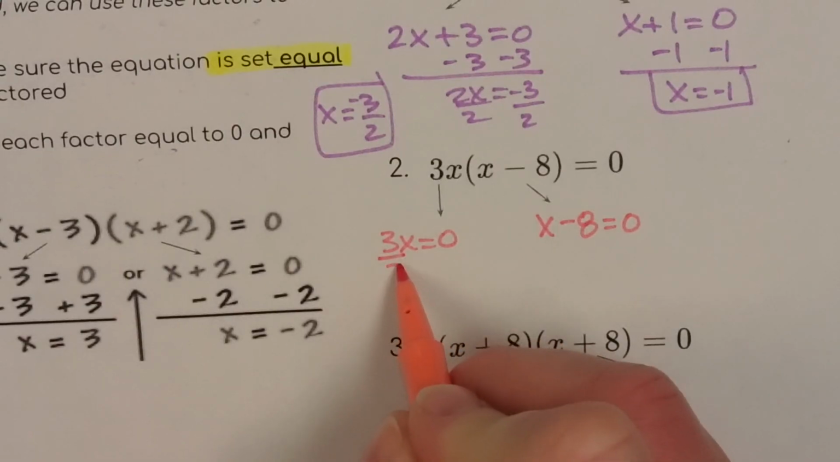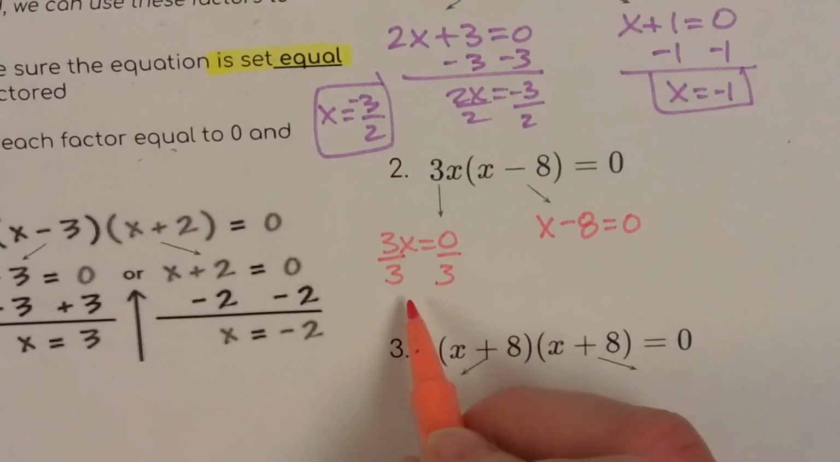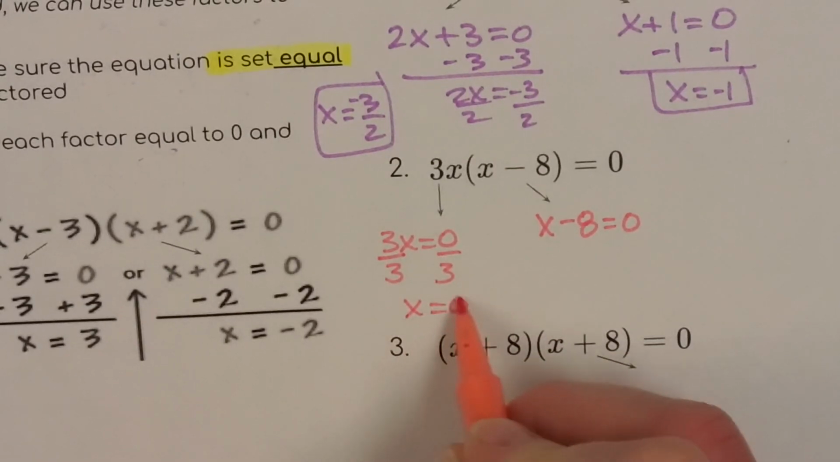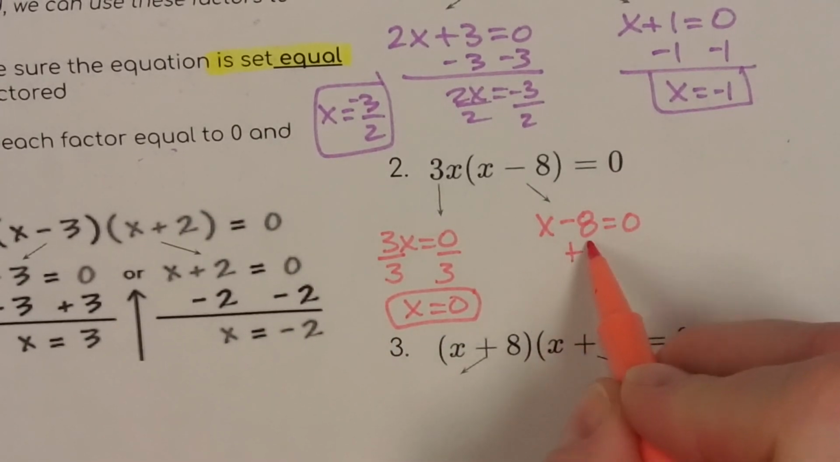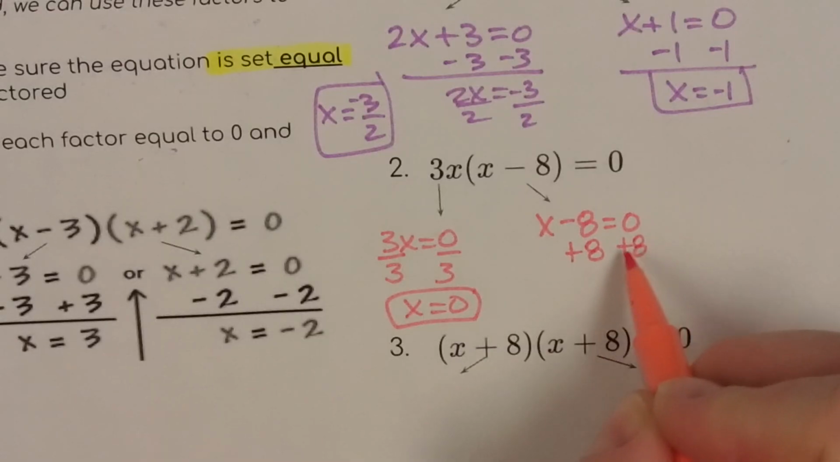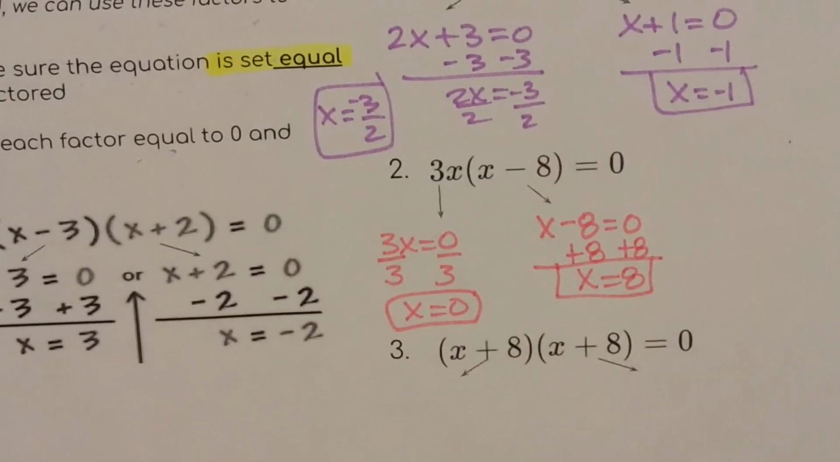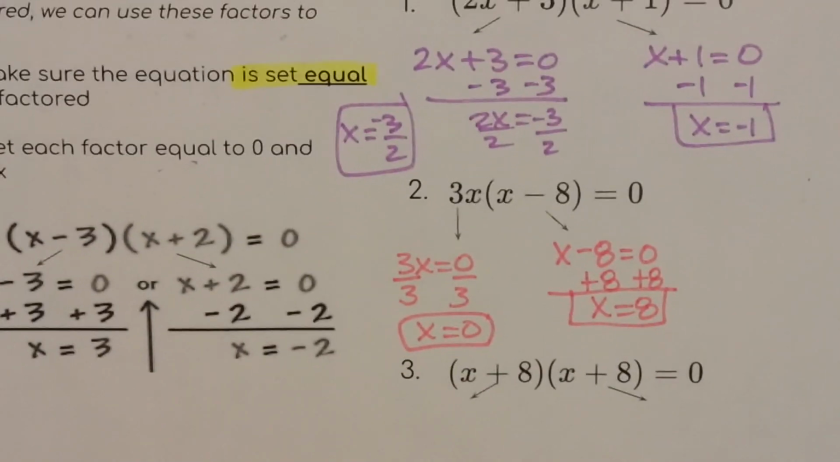On this one, all we have to do to solve is divide by 3. And if you take 0 and divide by 3 in your calculator, it will still give you 0. If you add 8, it's the opposite sign. You get 8 for your answer. Alright. That one was pretty easy. Anytime we try and divide into 0, it is still 0.